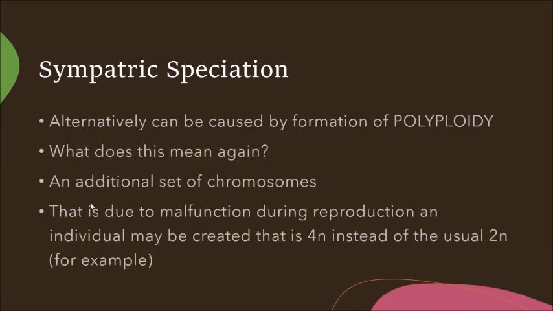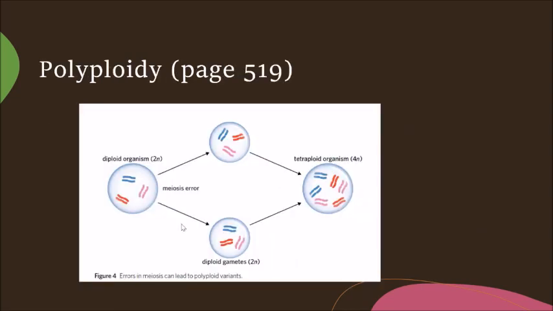Alternatively, it can be formed by polyploidy. So you should hopefully remember that polyploidy means that they develop an entire additional set of chromosomes. So for us, that would mean instead of having 2 sets of chromosomes and being diploid, you might have 3, or even in the case that I've written here, you go to 4N, 4 sets of chromosomes. And so this is an example from your textbook of that.